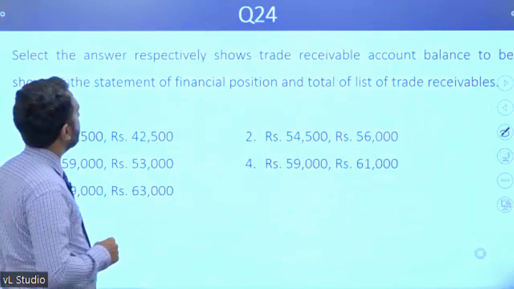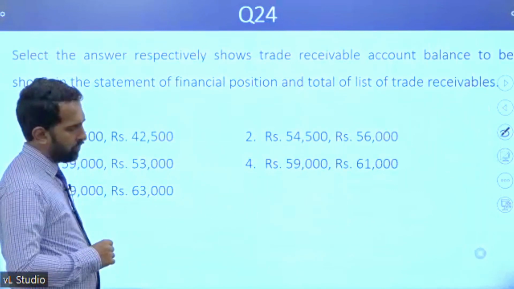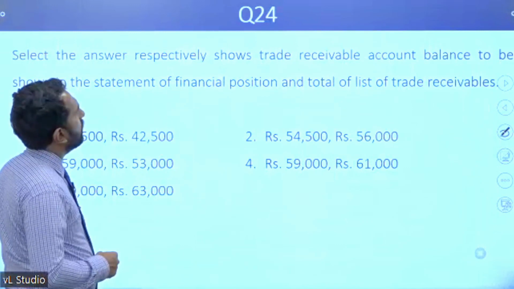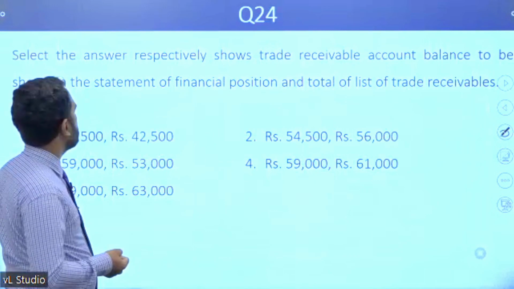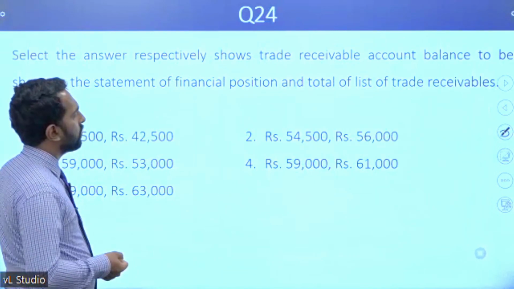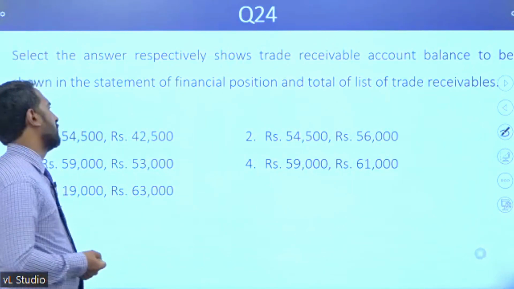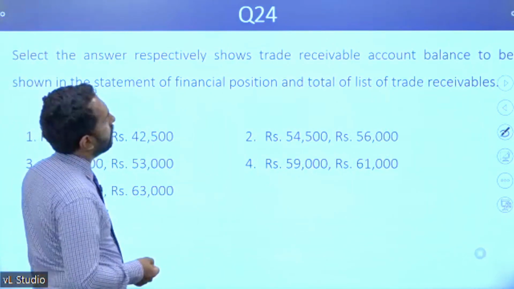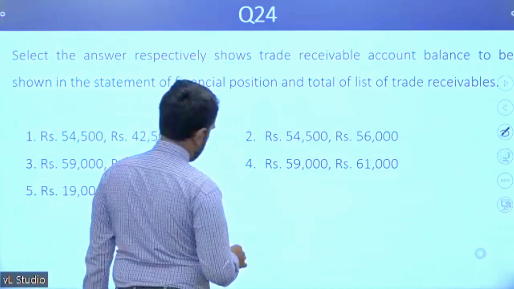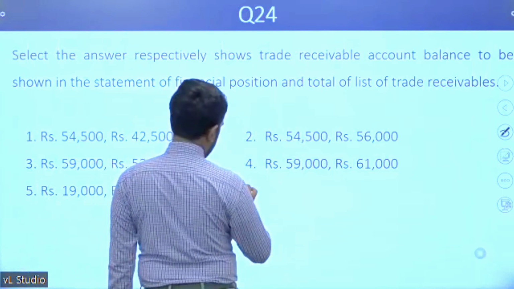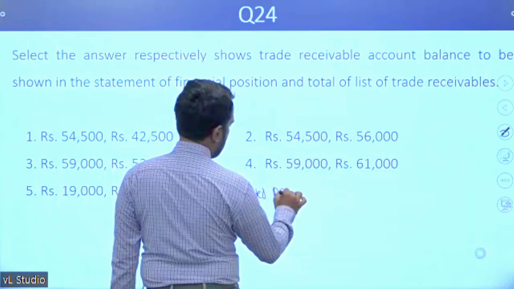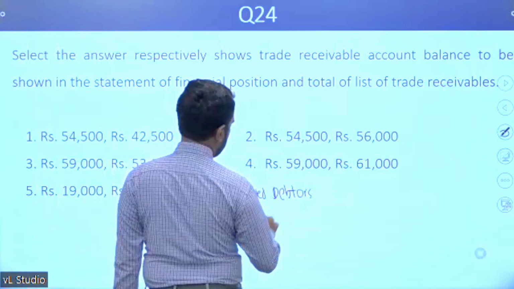Look at question number 24. Select the answer that respectively shows the trade receivable account balance to be shown in the statement of financial position and the total list of trade receivables. So you are being asked to calculate the corrected debtors control account balance.